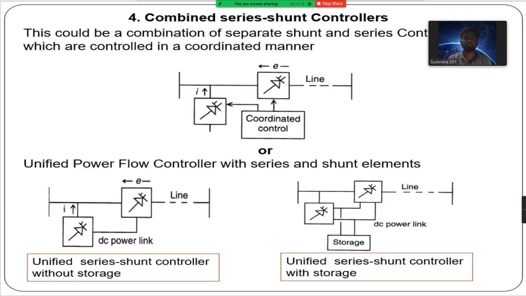And coming to the fourth one, the combined series-shunt controllers. This could be a combination of separate shunt and series controllers which are controlled in a coordinated manner. Meaning the individuality of the shunt and series is kept. In this one, we are going to combine both in one single diagram, one single operation, like this. Only in the unified power flow controller, with the series and shunt elements, like this. The series is this one and the shunt is this one.